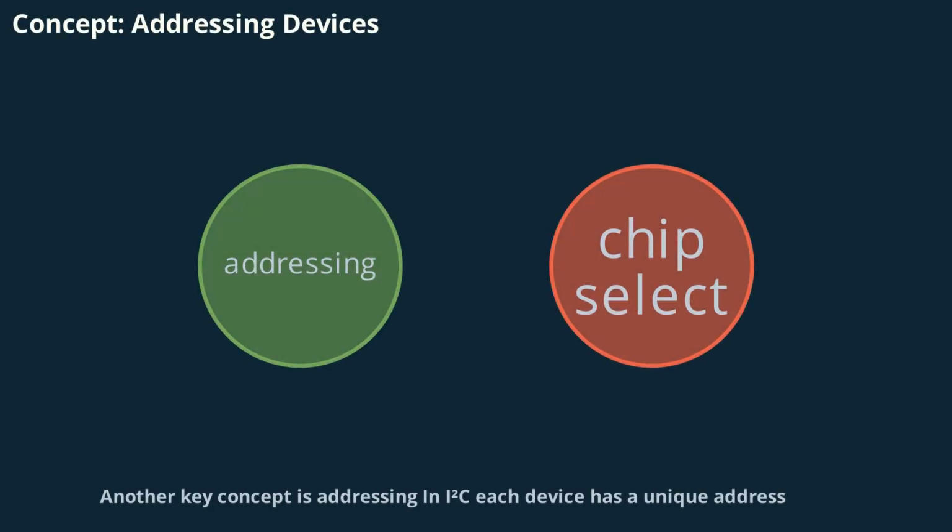Another key concept is addressing. In I2C, each device has a unique address, so the master can talk to each one individually. SPI uses chip select lines to pick which device to talk to. UART doesn't need addresses because it only connects two devices. Understanding addressing helps you design scalable systems.